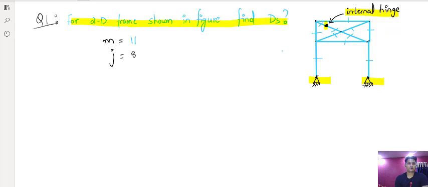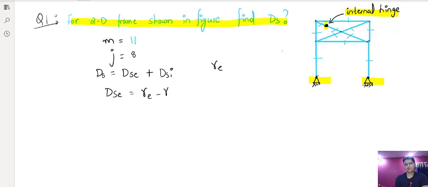Now I have told you that for calculating the value of DS we have two formulas. We can approach by two methods. One is by calculating degree of static indeterminacy: first of all we need to calculate the value of external indeterminacy, then internal indeterminacy. So for calculating the value of external indeterminacy we need the value of Re minus R. Re is the external reactions.